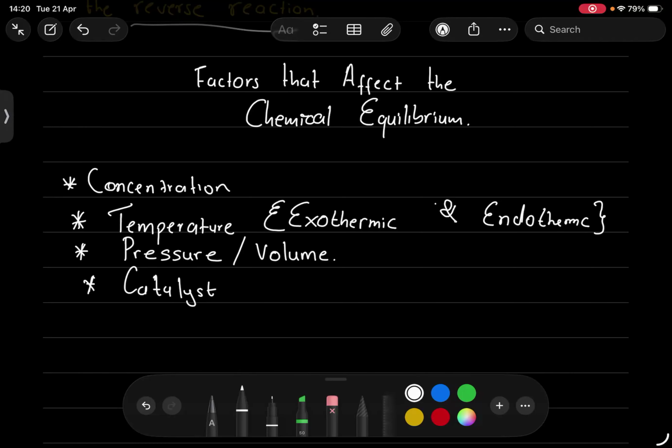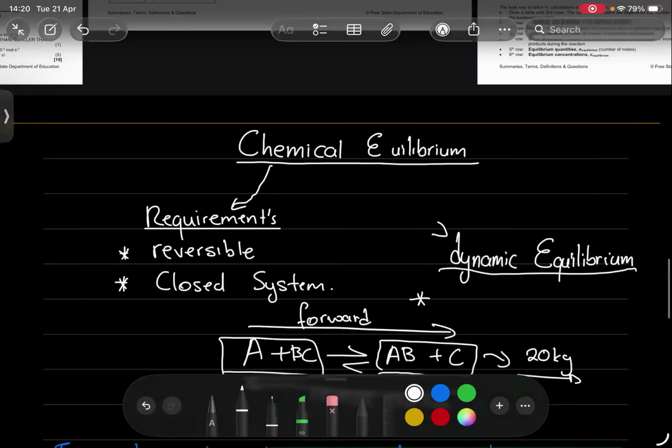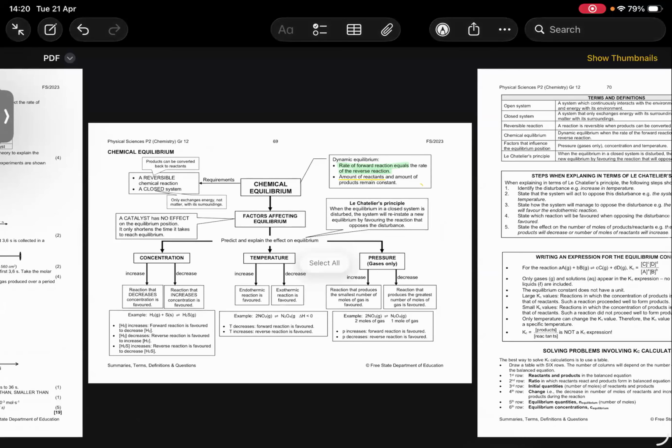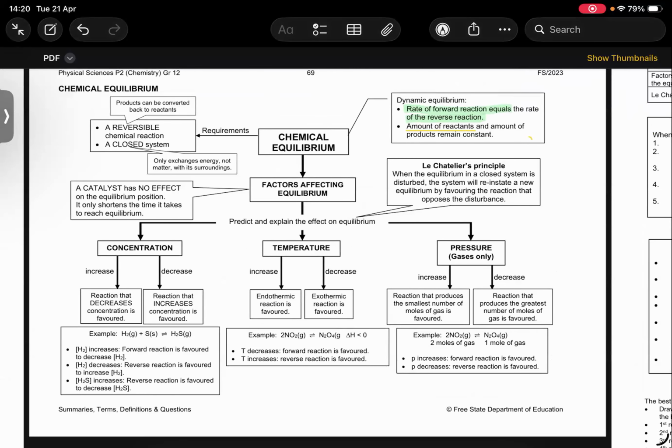These are the factors that we're going to talk about when it comes to chemical equilibrium. The factors that affect the equilibrium are concentration, temperature, and pressure. The catalyst has no effect on chemical equilibrium. Like I said to you, you have to understand that the catalyst has no effect on chemical equilibrium.